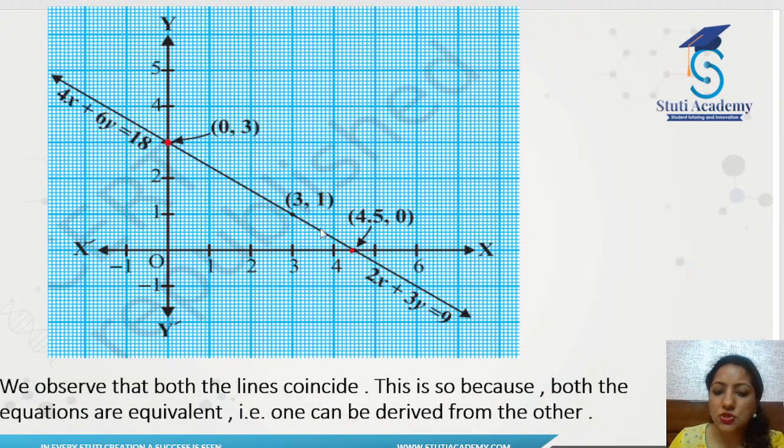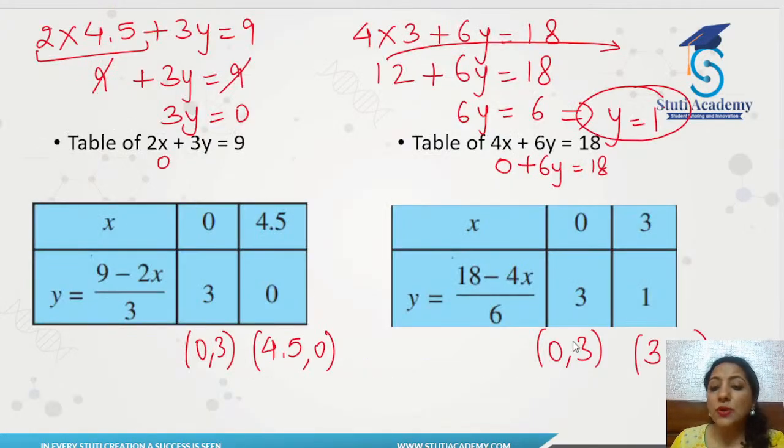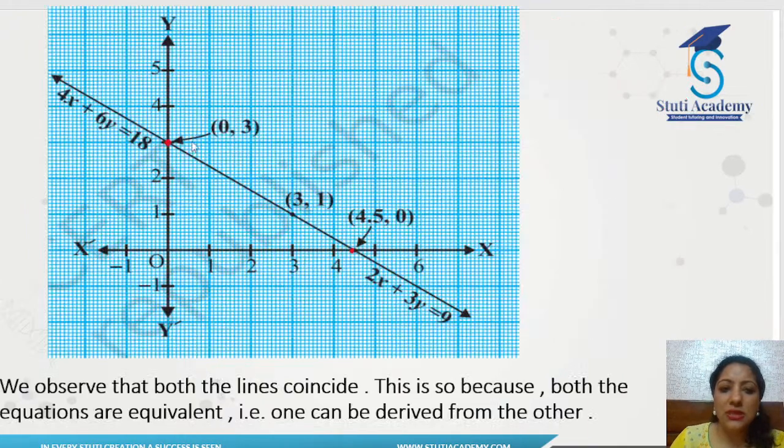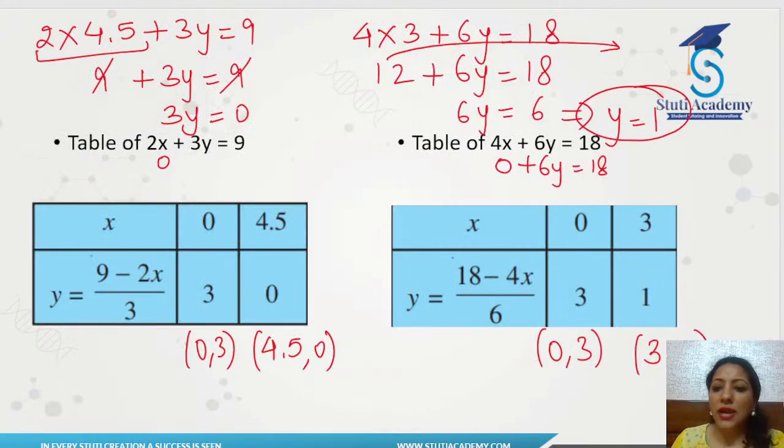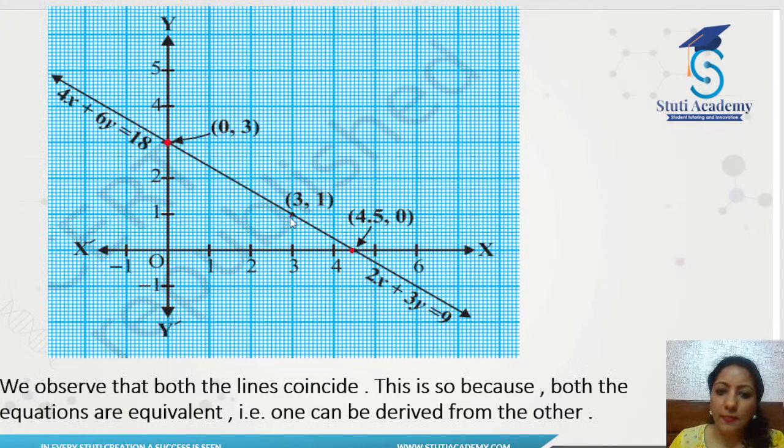Now once we locate these 2 points, we'll draw a line here. Now for the next one also we have point 0, 3. So that's the same point here, 0, 3. And then we have 3, 1. Now once we draw a line joining 0, 3 and 3, 1, we will get the same line actually. Just see, we're getting the same line. So we can say that the graphs of these two equations, they are coincident. They are completely overlapping each other. So we observe that both the lines coincide.